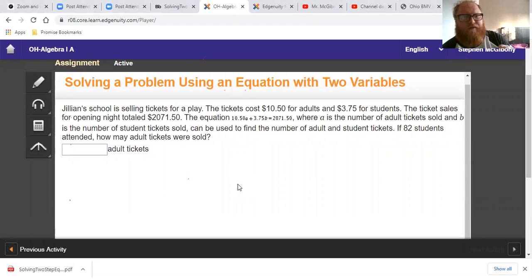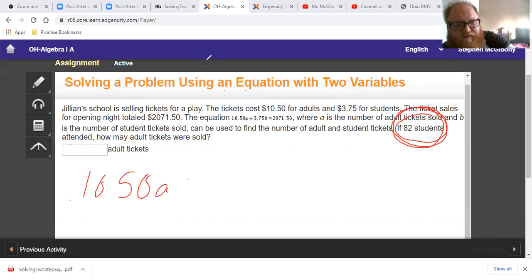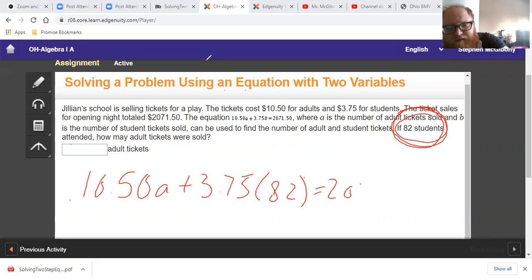Okay, here we have another substitution problem. Let's see, we have an equation, $10.50 for adults, $3.75 for students. And we know that the 82 students attended. So 10.50 times the number of adults plus 3.75 times 82 equals 2,071.50. All right, so we're going to need to simplify this equation.